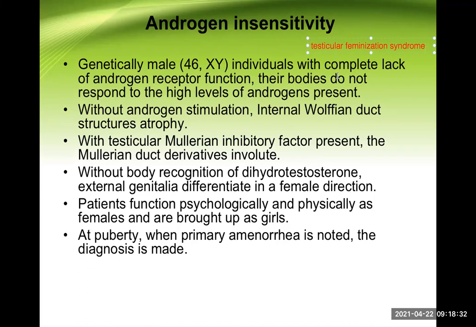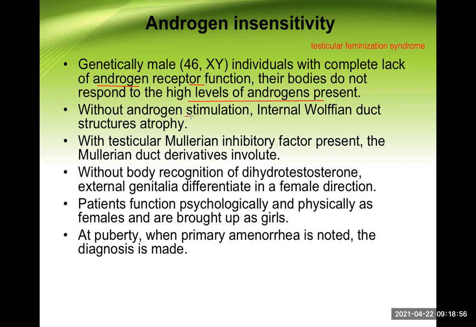But what is the problem there? There is no receptor function regarding androgen. Androgen is present, but that androgen is not acting at the receptor level. So the body does not respond to the high levels of androgen. This is the problem. That's why it is also known as testicular feminization syndrome.